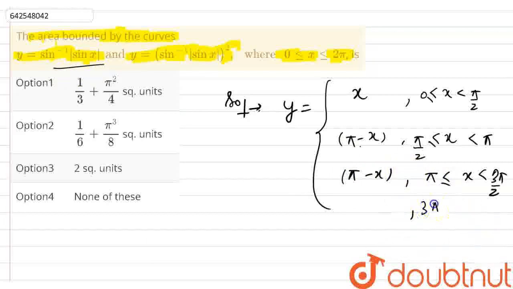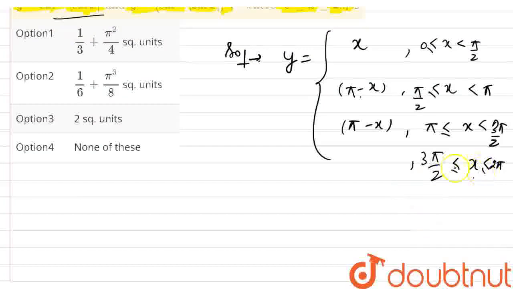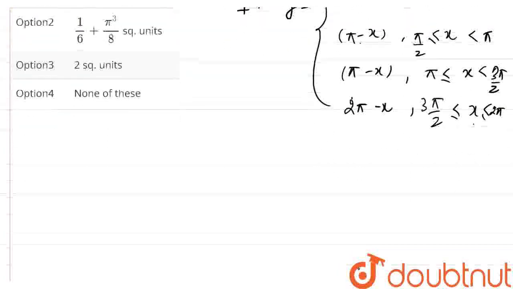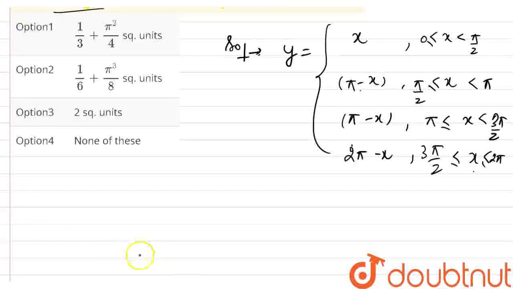And from 3 pi by 2 to 2 pi, x is greater than or equal to 3 pi by 2 and less than or equal to 2 pi. On this my function will become 2 pi minus x, because we already know that sine inverse of sine of any angle 3 pi by 2 plus theta will be 2 pi minus theta. Now moving forward, I'm going to write the second function in the same manner.